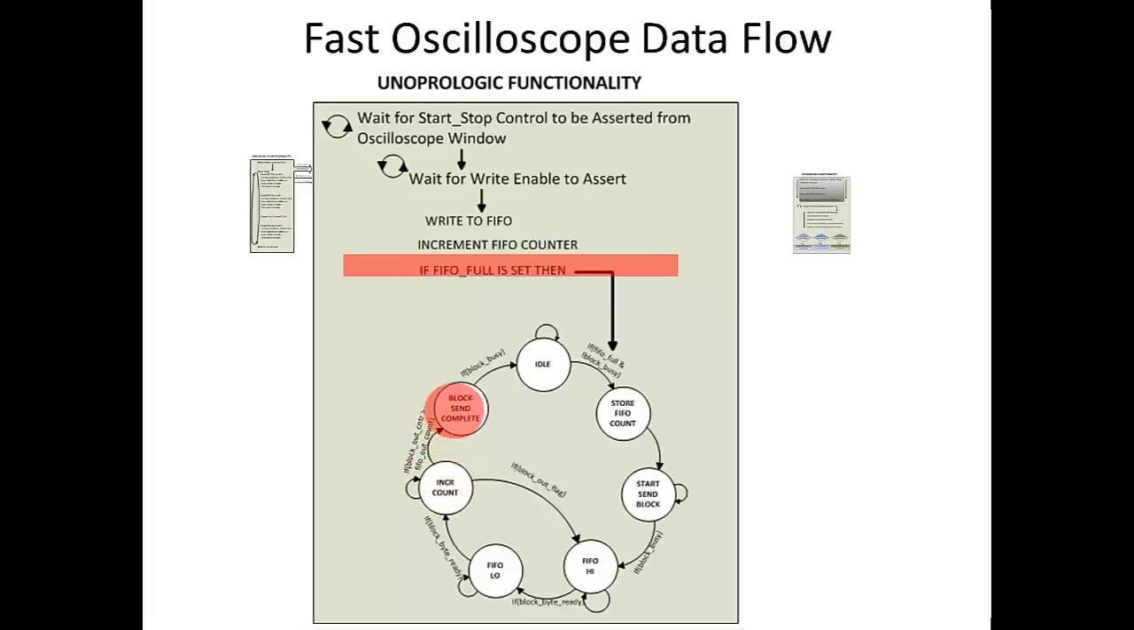When the block busy signal deasserts, the state machine goes back into the idle state. The data flow waits in a loop for the FIFO full flag to assert and again start the process over again.